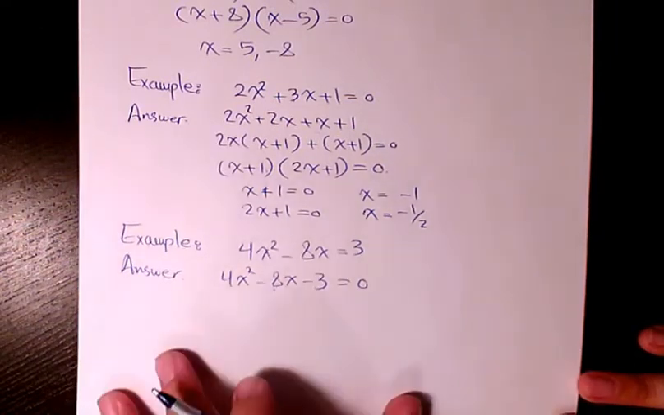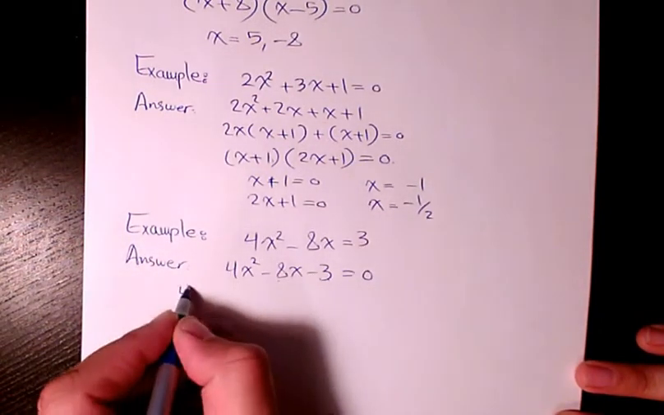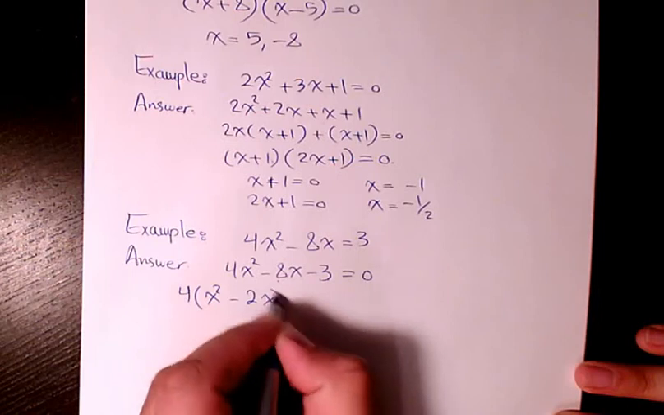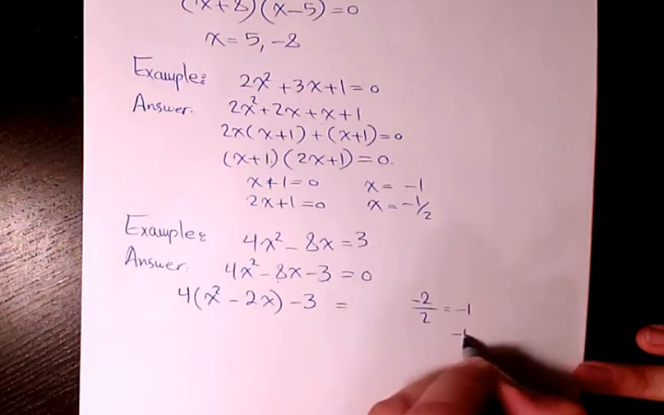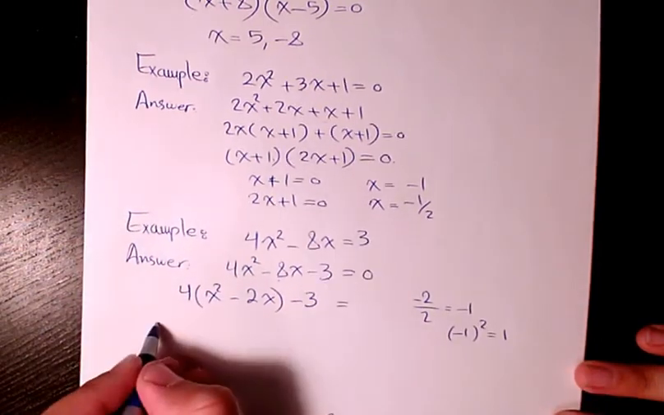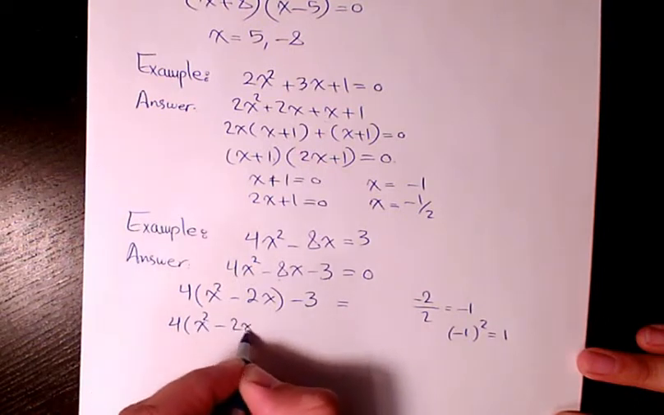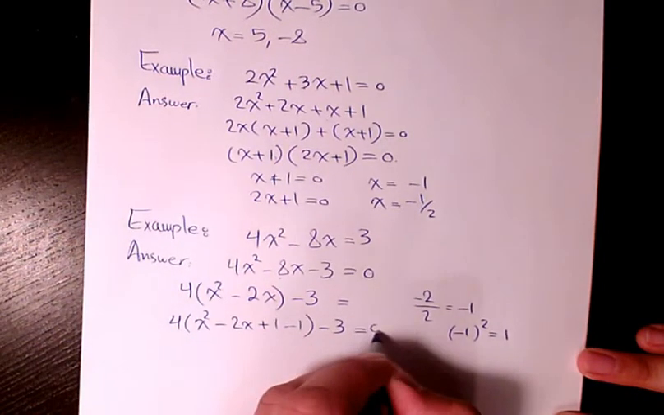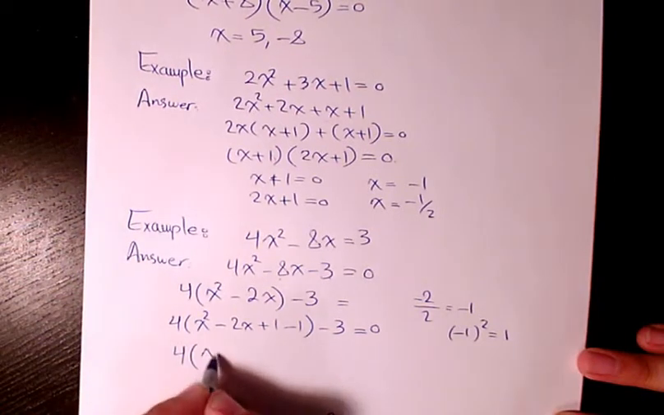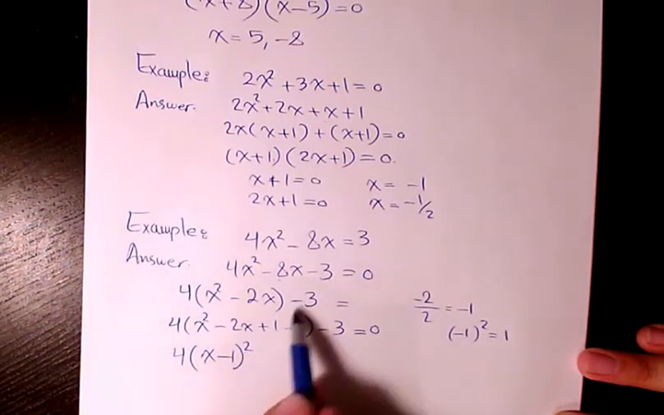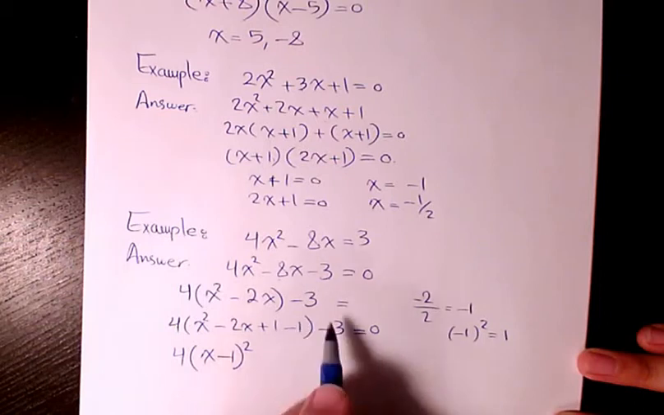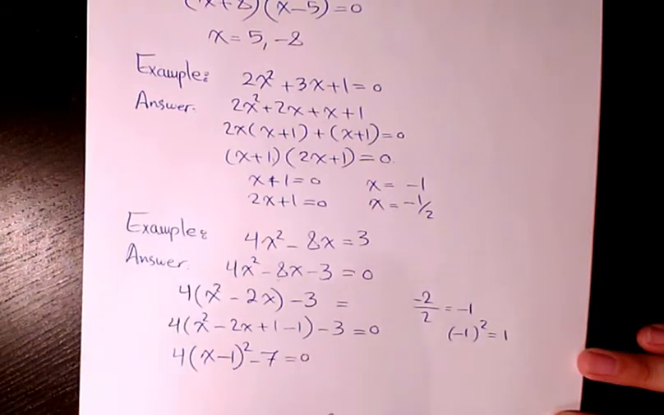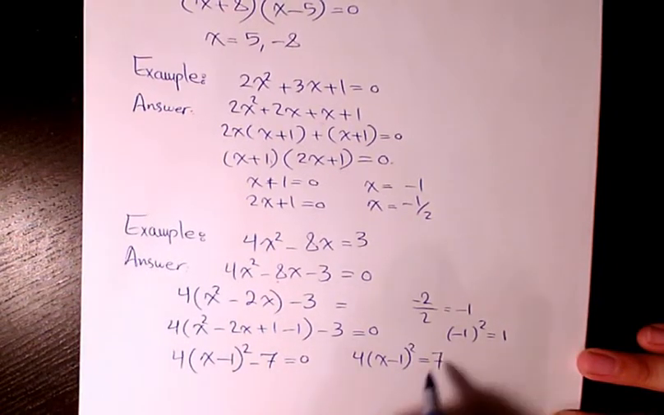I'm going to complete the square. So I factor 4 out, it's going to be x squared minus 2x minus 3. Therefore, negative 2 divided by 2 is going to be negative 1, and negative 1 squared is going to be 1. So we have 4 times x squared minus 2x plus 1 minus 1 minus 3 equals 0. Therefore, I have 4 times x minus 1 to the power of 2, and I kick the negative 1 out, so you need to multiply by 4. 4 times negative 1 is negative 4, and negative 4 minus 3 is going to be negative 7. So we have 4 times x minus 1 squared equals 7.